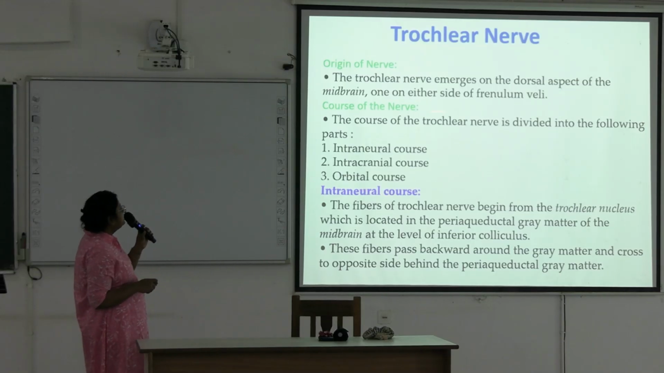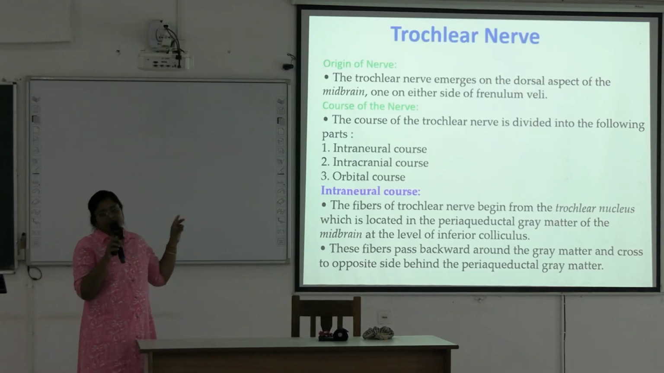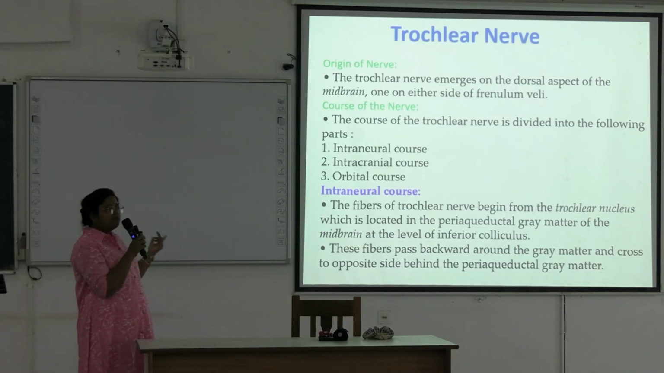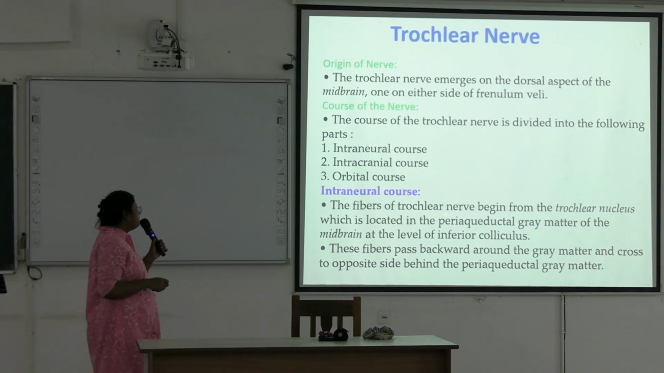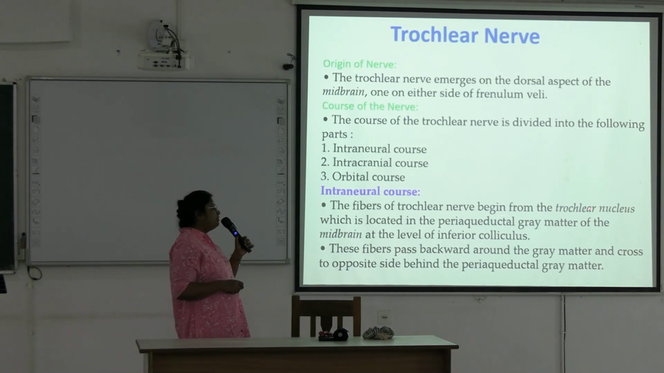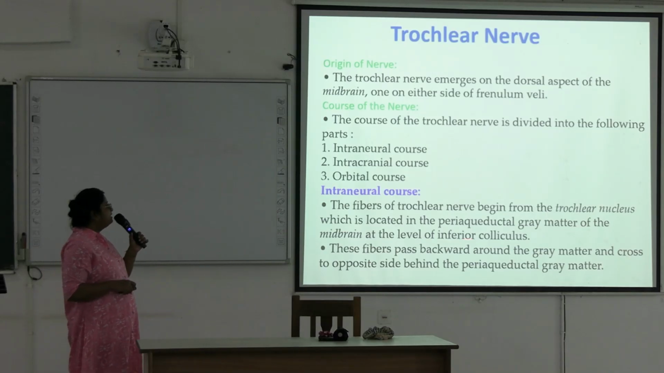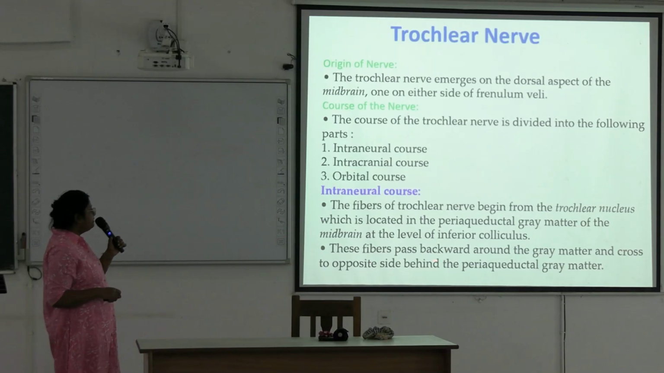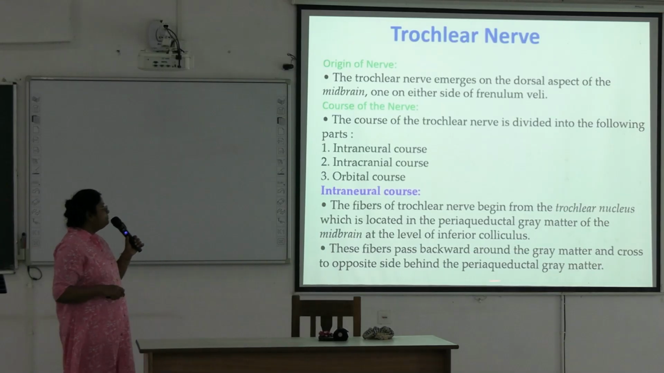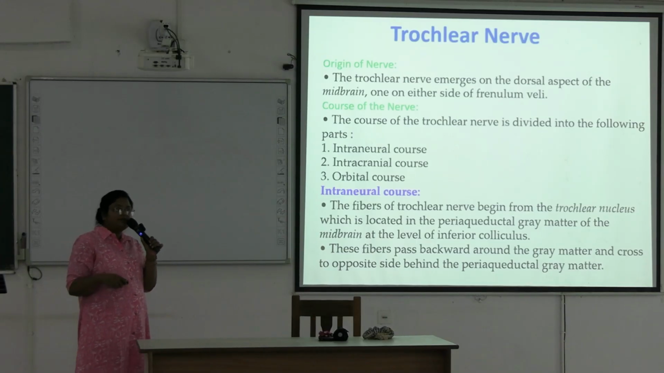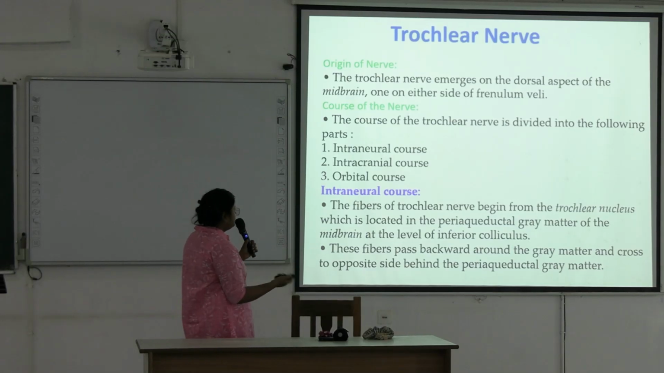Next is the course. The course of the trochlear nerve is divided into 3 parts: intraneural course, intracranial, and orbital. So intraneural course, the fibers of trochlear nerve begin from the trochlear nucleus, which is located in the periaqueductal gray matter of the midbrain at the level of inferior colliculus. And these fibers pass backward around the gray matter and cross to the opposite side behind the periaqueductal gray matter. You have seen in the previous picture, they are crisscrossing posterior to the gray matter.